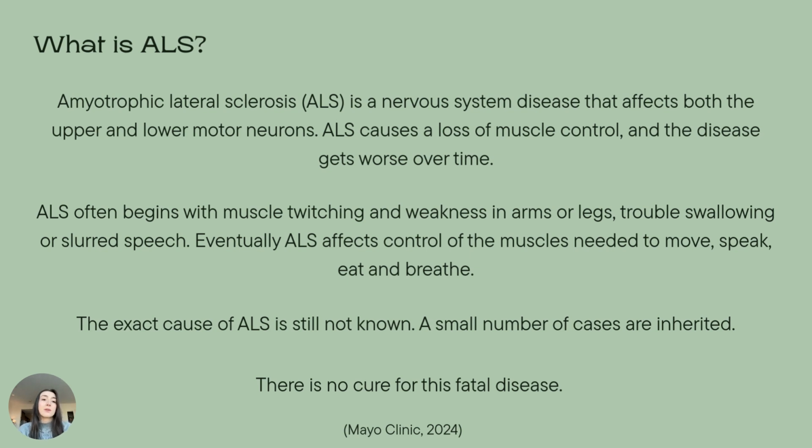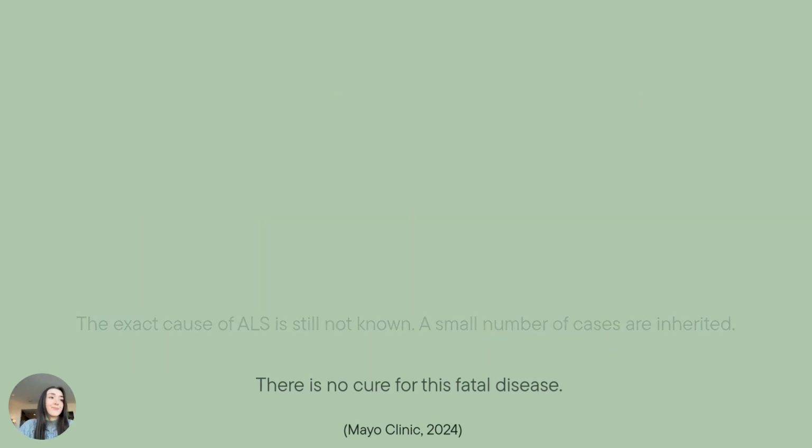ALS often brings muscle twitching and weakness in arms or legs, trouble swallowing or slurred speech, and eventually ALS can affect control of the muscles needed to move, speak, eat, and breathe. The exact cause of ALS is still unknown, and only a small number of these cases have been found to be inherited. There is still no cure for this fatal disease.